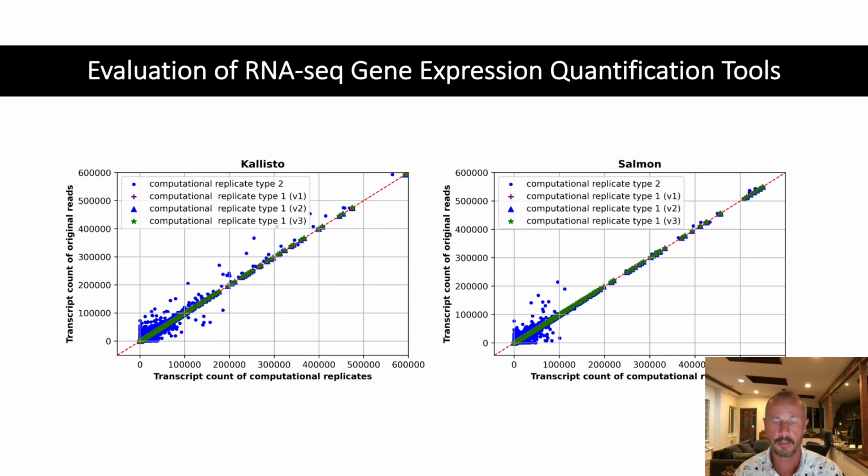So we're going to explore it more and ask the question: is it only affecting the transcripts? Does it affect the gene level? And so on. But there is something here. And I think another important conclusion is that if you resort the data, it does not affect the tools at all, rather only computational replicate type 2 has an effect, meaning when you have the reverse complement.